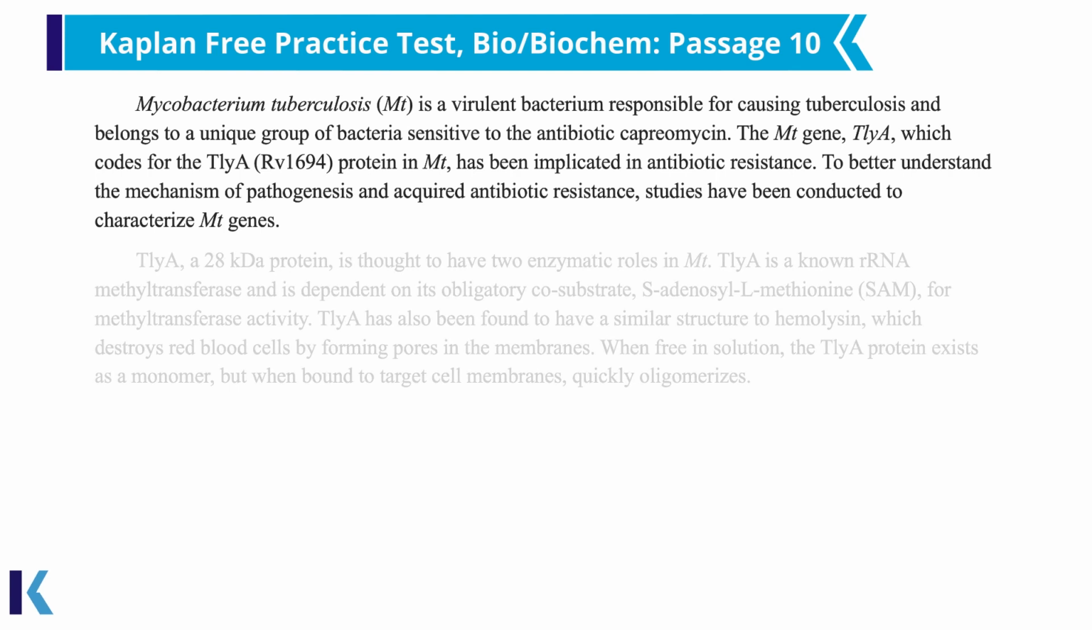Starting with the first paragraph, I'm introduced to MT, Mycobacterium tuberculosis, and its gene TLYA, also called RV1694. I'm already focusing on making clear in my mind what these abbreviations are for, since I know from my preview that they'll come up throughout the rest of the passage. Importantly, I see that the last sentence sets the scene for what is to come experimentally, characterizing the MT gene.